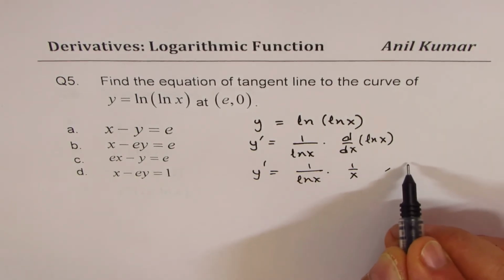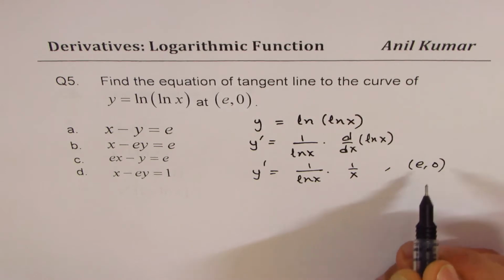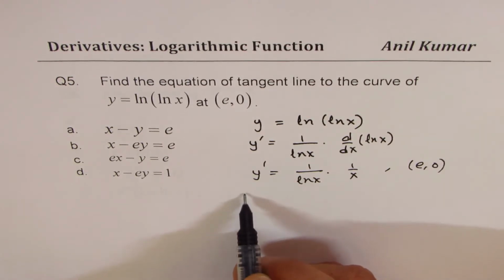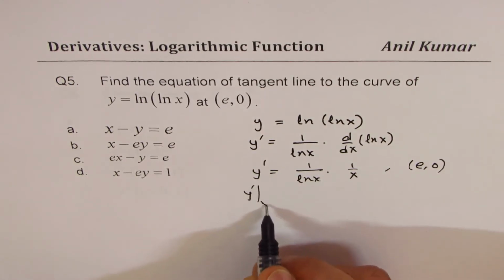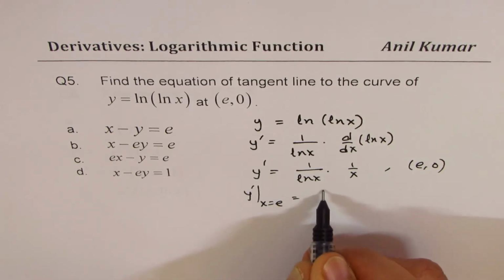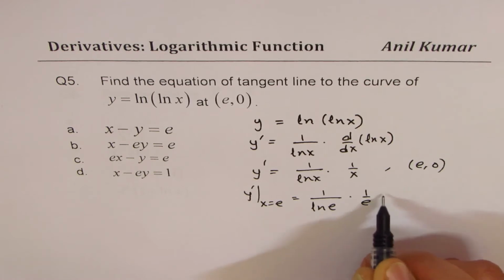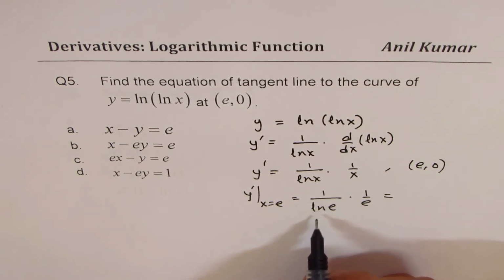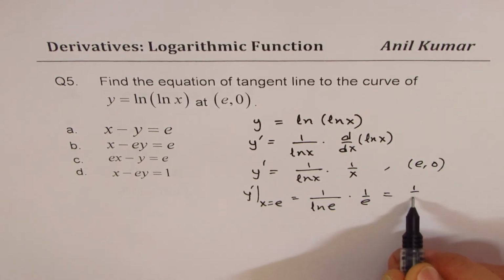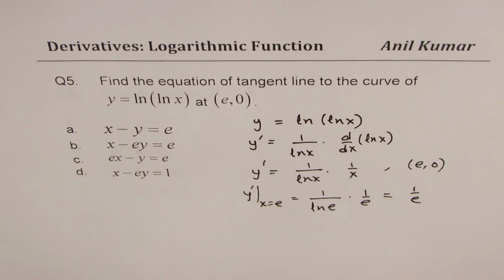Now let's find this derivative at the point (e, 0). So the derivative at x equals e will be 1 over ln e times 1 over e. Now 1 over ln e is just 1, so we get 1 over e as the derivative, or the slope. So that is the slope of our line.